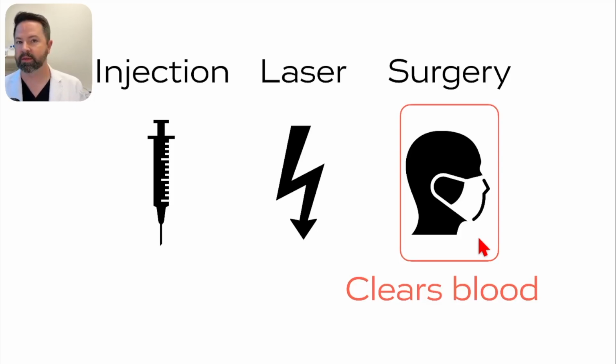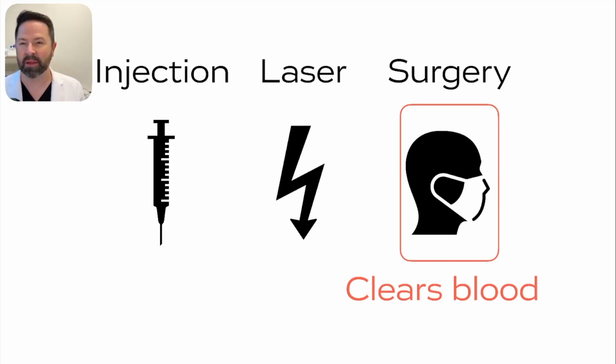Now surgery has a role as well. The role of surgery is basically very straightforward to understand. It's if the eye is full of blood and we've injected the eye and we've stopped the bleeding and we've waited for the body to clean up the blood and it's not doing it.